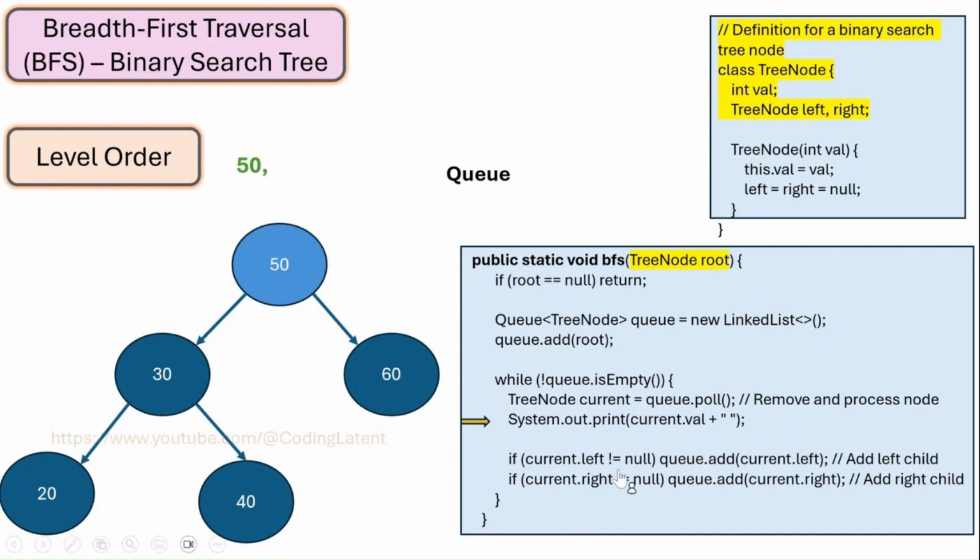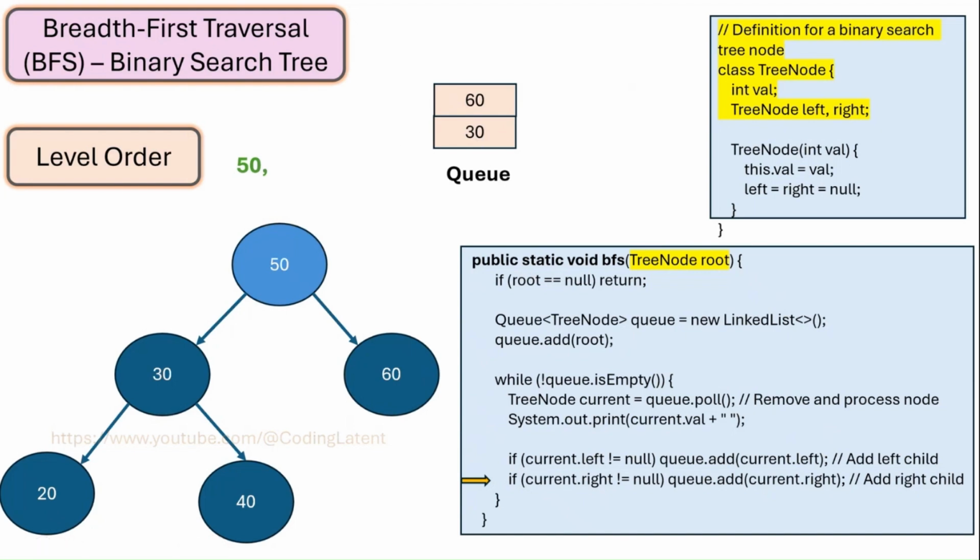Now is there a left child or right child? If the 50 has a left child and right child, add them to the queue. So we added left, which is 30, and we added right, which is 60. So why have we added left first? We can add right first also, but generally we are traversing from left to right. So that's why we added left first. If we want to traverse from right to left, then we can reverse these conditions. We can add the right child first so that it will be removed from the queue first.